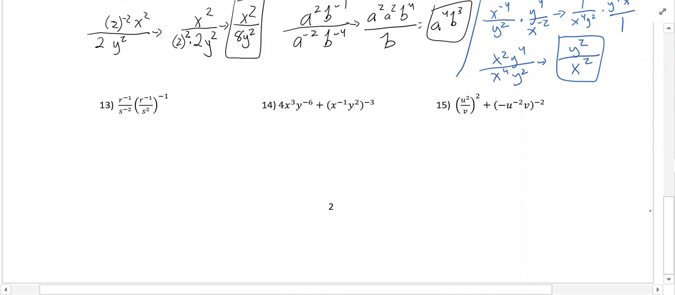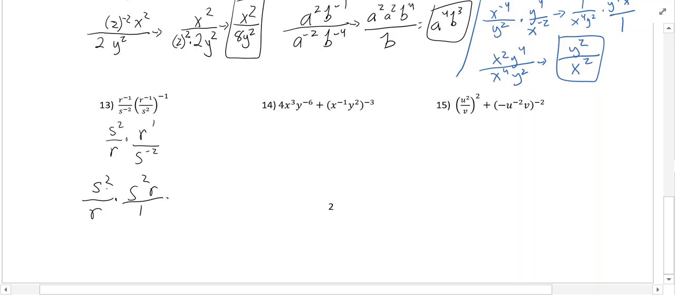All right, so for number 13, again, let's go ahead and I'm going to flip these ones first. So I'm going to get s squared over r. So then times, when I distribute the negative exponent, I'm going to be left with r to the 1st over s to the negative 2. So again, I'm going to get s squared over r times, I'm going to make this positive, s squared over r, or s squared times r over 1.